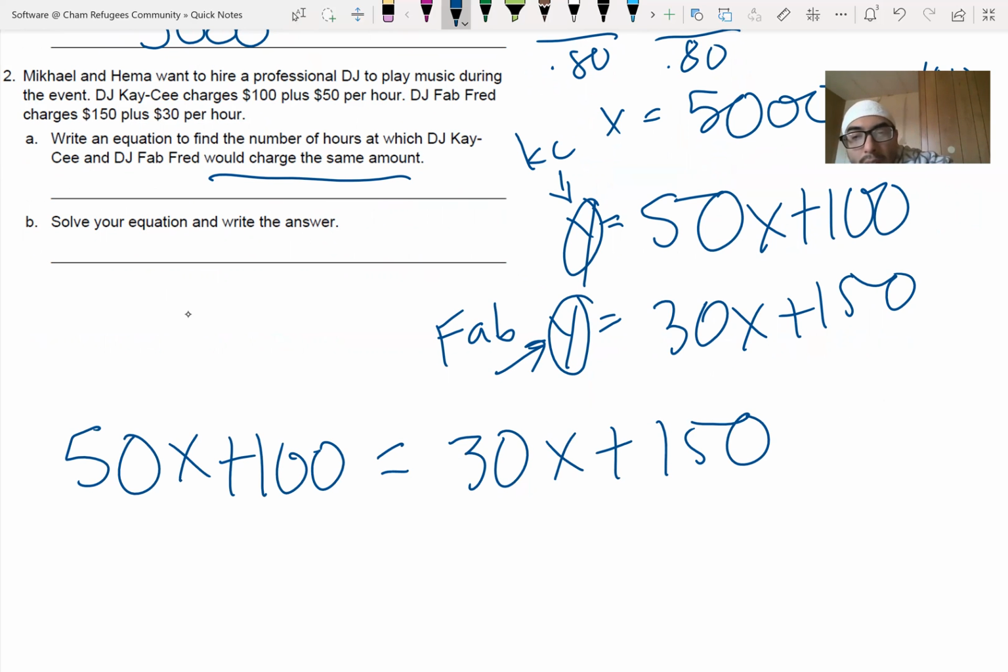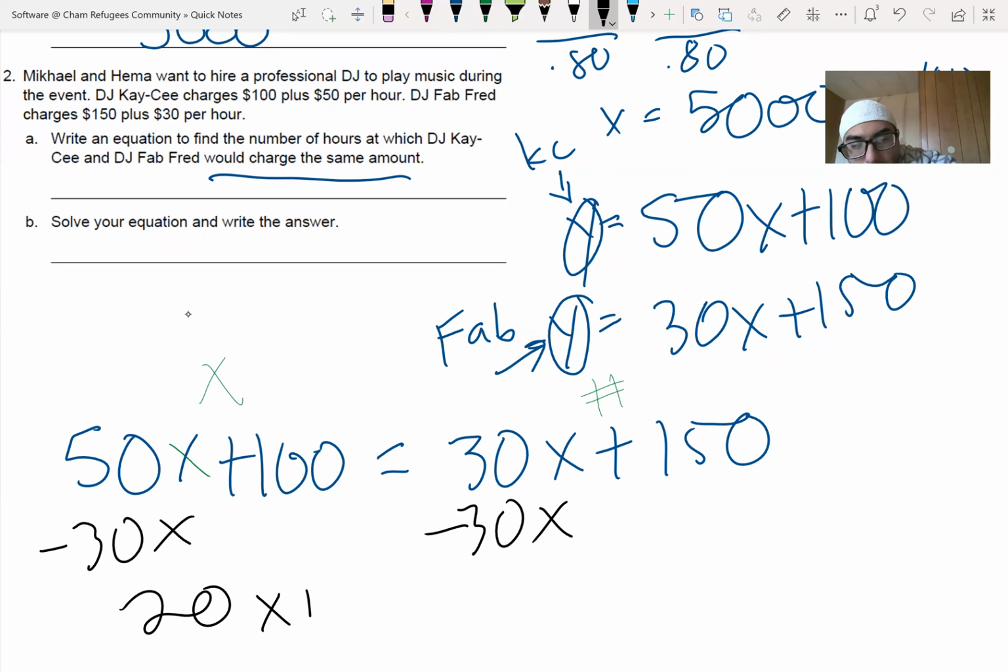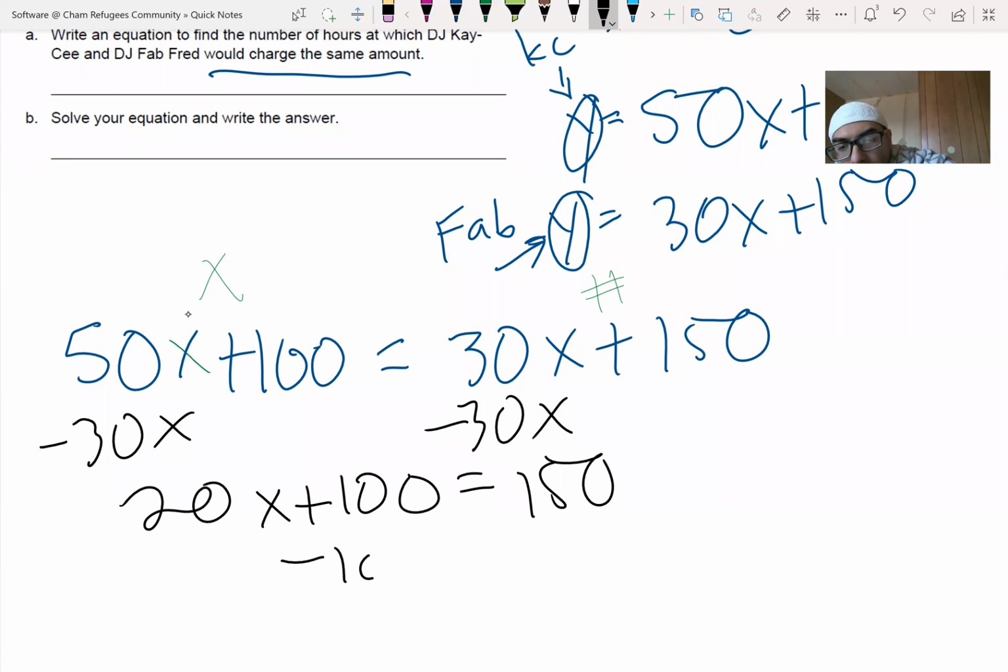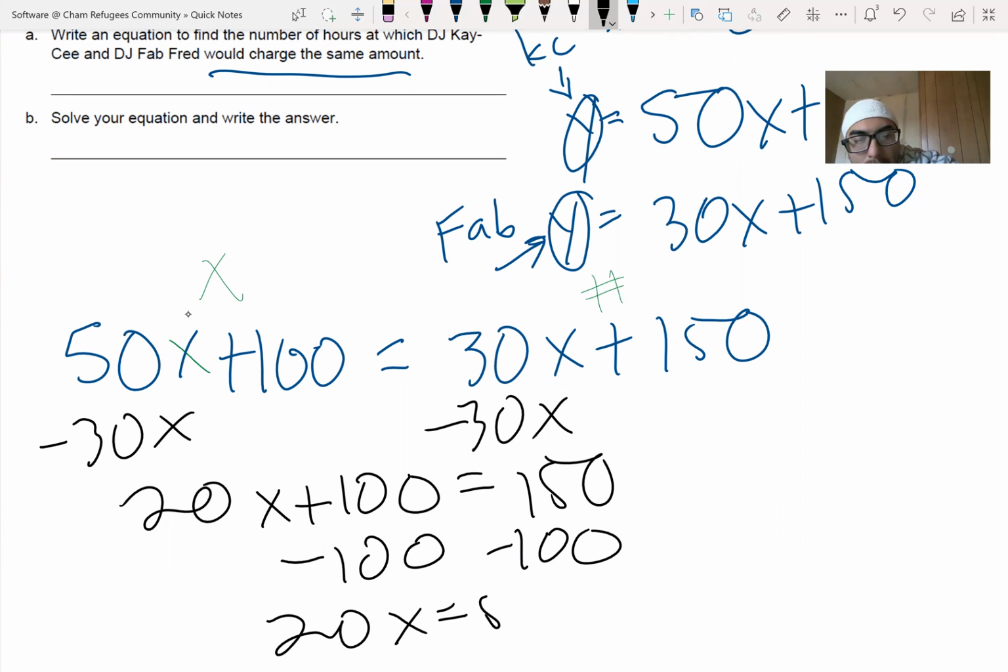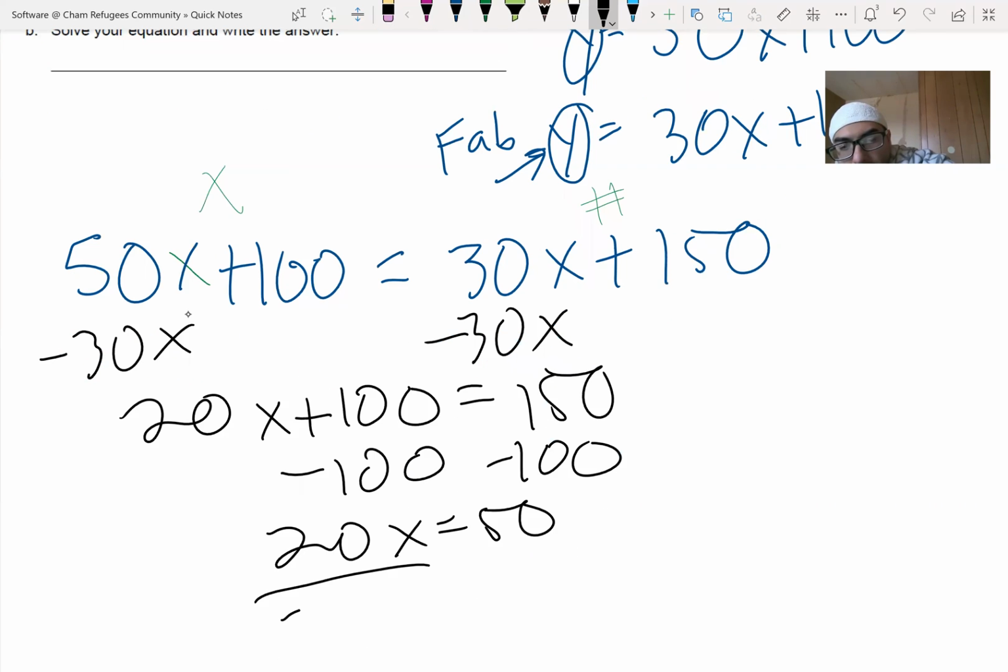Okay, so over here, we'll call this the X side. We'll call this the number side. Okay, so from here, what are we gonna do? Let's bring the X's over to one side. So we're gonna minus 30x, 20x plus 100 is equal to 150. So from here, what are we gonna do? Minus 100, 20x equals 50. Then from here, we divide by 20, divide by 20, x equals 2.5.